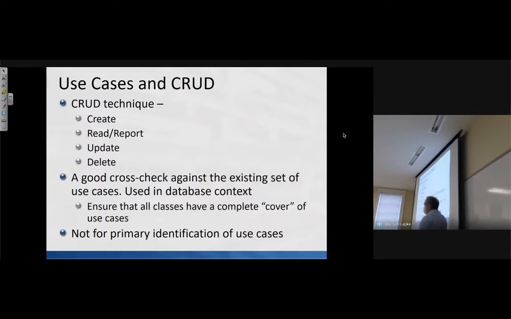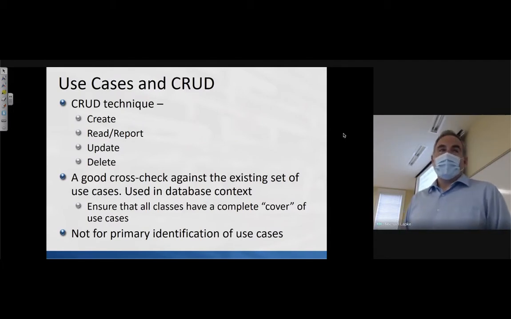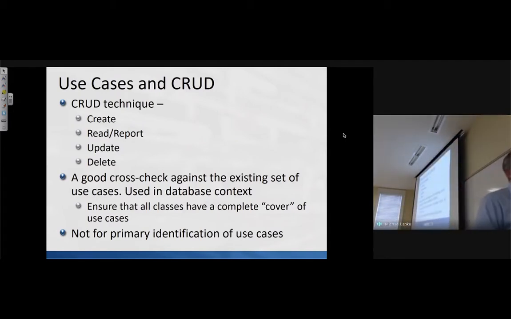And this is something that could actually generate additional use cases beyond what you've identified from your requirements gathering and your interviews. The book describes it as a cross-check against an existing set of use cases used in a database context. What this means is that all of your data is being stored in a database. Every entity that you've identified is being stored in a database. So you need to identify the specific use cases that will put the data into it, that will read the data from it, that will modify, or update, the data, and that will delete from it. You have to identify specific use cases.